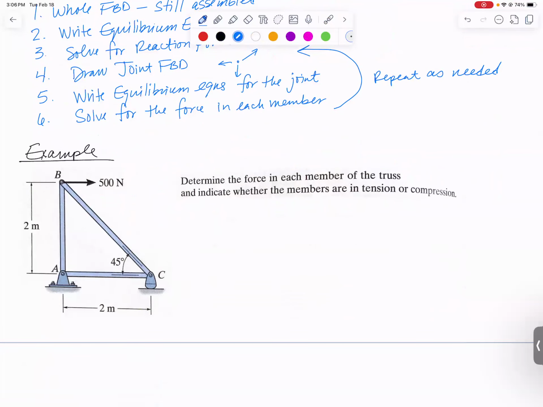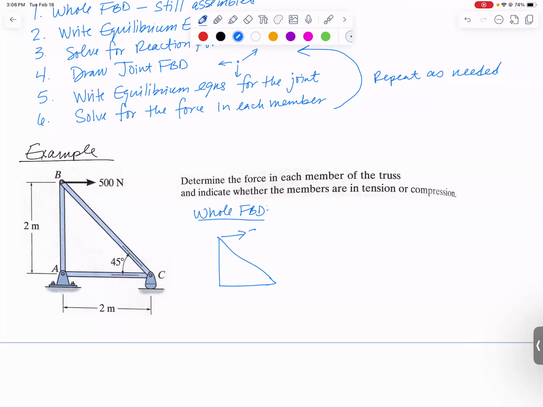So we have this. It's the simplest truss I could find. It only has 3 members. They're pinned at A to the ground. At C, they're pinned to a roller or rocker, and at B, they're simply pinned together, and there's an applied external 500 Newton force.